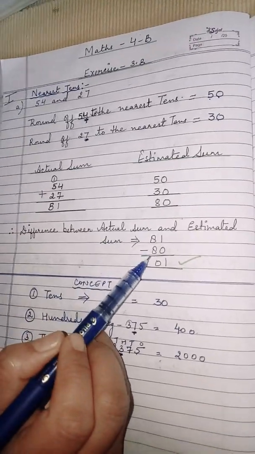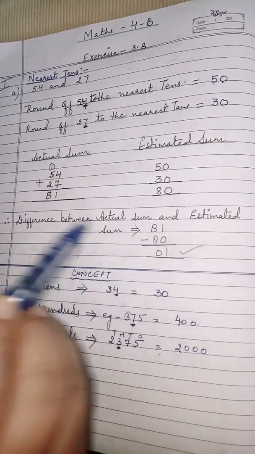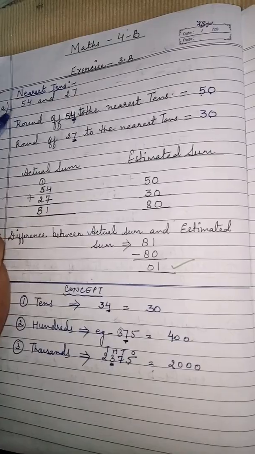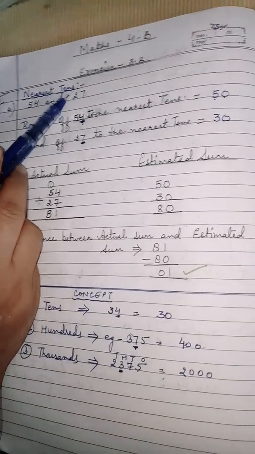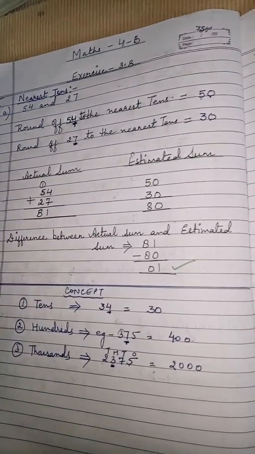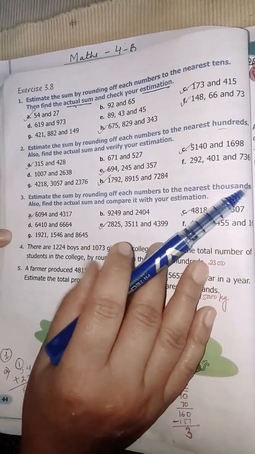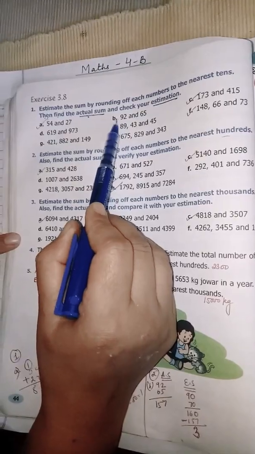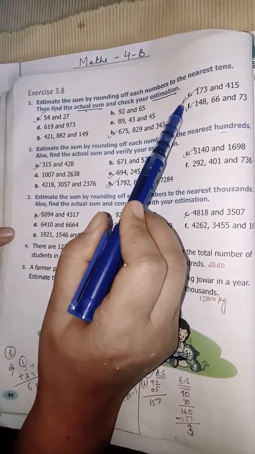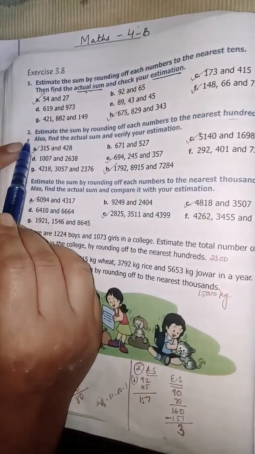So children, this is how we find out to the nearest tens. Now children, you will be doing part B and C in your fair copies. Alright, now let's move on to the second part.